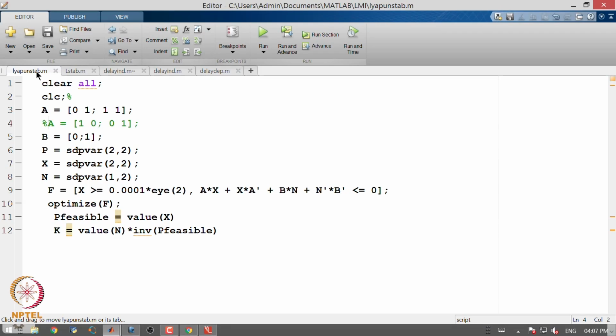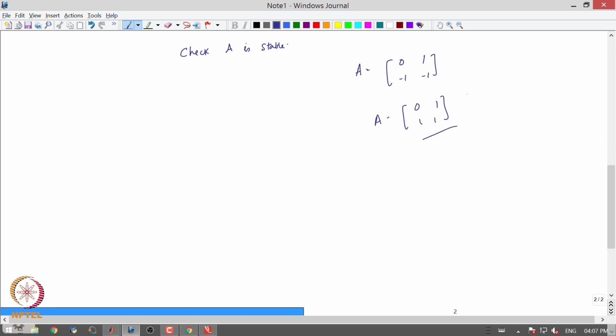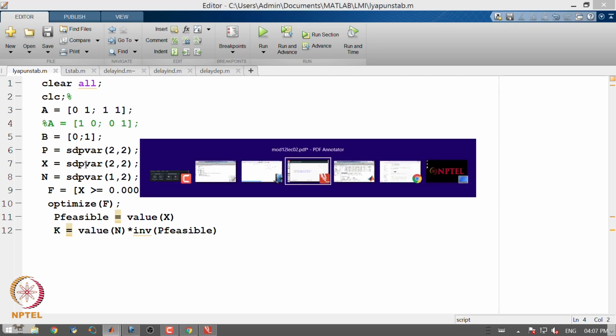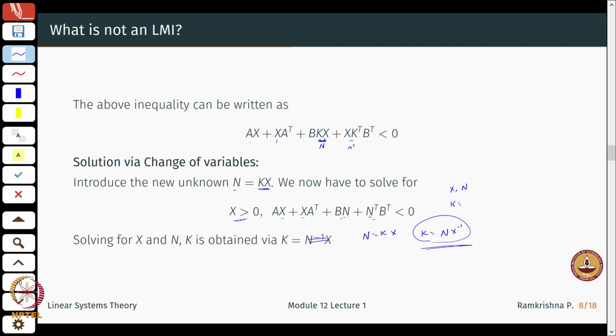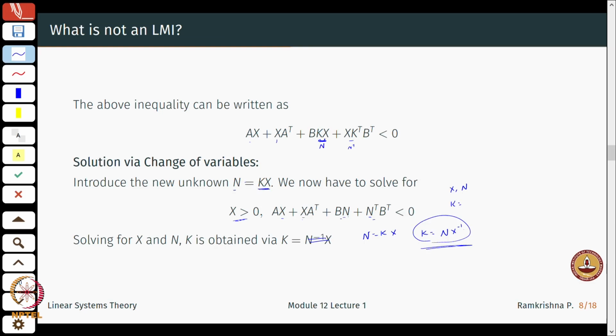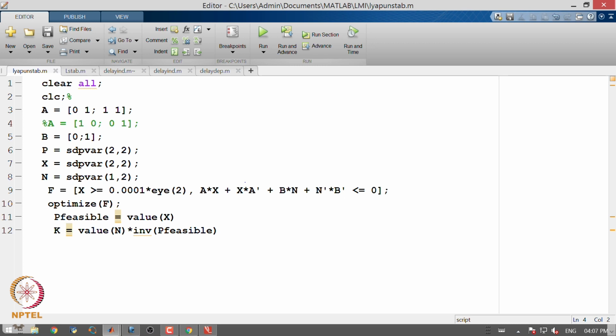So I just take this unstable A here, 0 1 1 1, which we had here, and say B is 0 1, and I need to search for a k, or find whether or not a k exists, such that this system is stabilizable. The p I do not need anymore. So my x is again a 2 cross 2 matrix, my SDP variable. Going back here, x is what I am solving for, and p is just x inverse that I can easily find out. N is of dimension 1 cross 2, this is also an SDP variable.